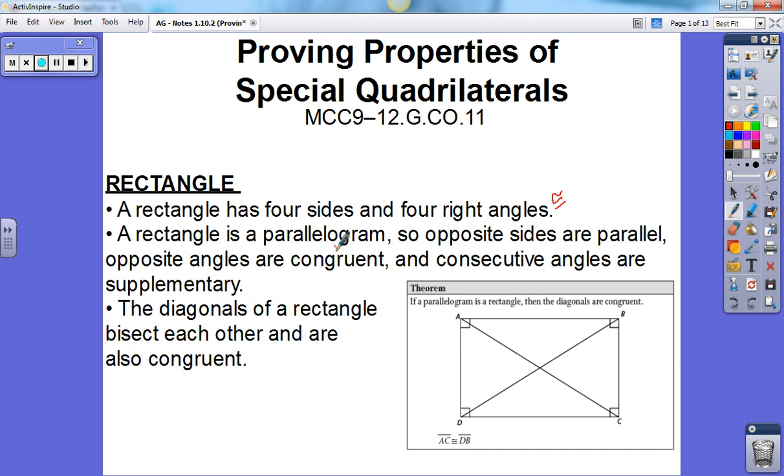So opposite sides are parallel, opposite sides are congruent, consecutive angles are supplementary, opposite angles are congruent. Another thing to remember is that the diagonals bisect each other. That's the property of a parallelogram, but in a rectangle the diagonals themselves are congruent.